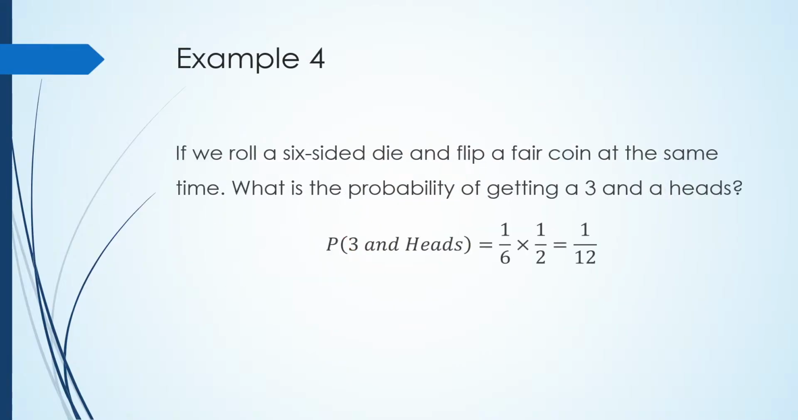Let's look at a quick example. If we roll a six-sided die and flip a fair coin at the same time, what is the probability of getting a 3 and a heads? There is a 1 in 6 chance of obtaining a 3, and there's a 1 in 2 chance of obtaining a head. So that means 1 times 1 is 1, 6 times 2 is 12, and the probability is 1 over 12. 1/12 is the probability of getting a 3 and a heads.